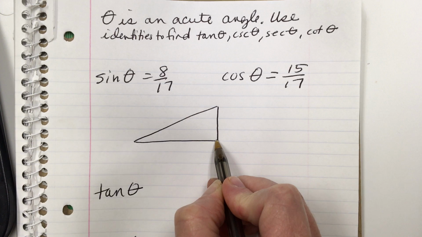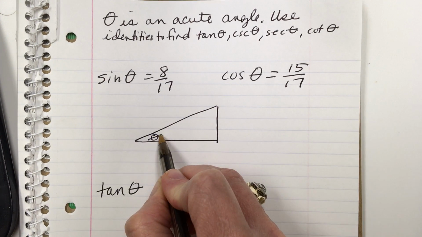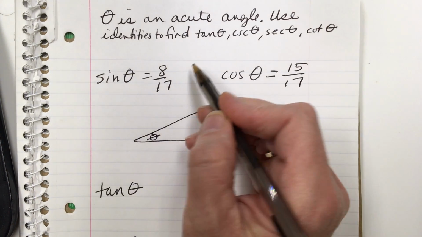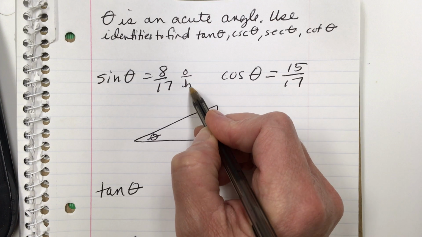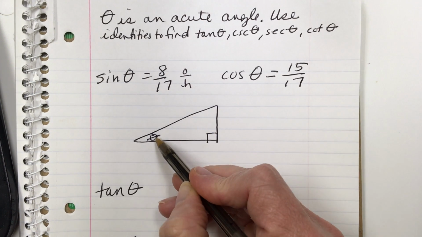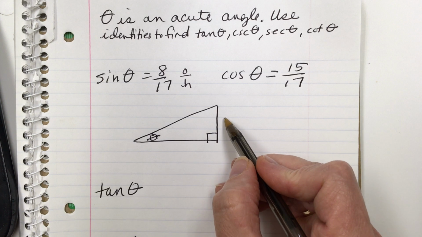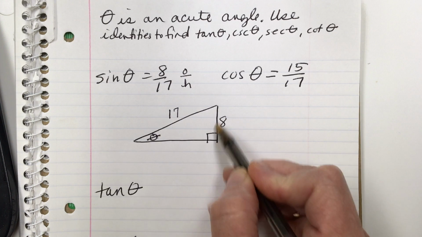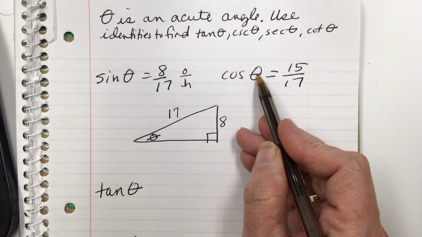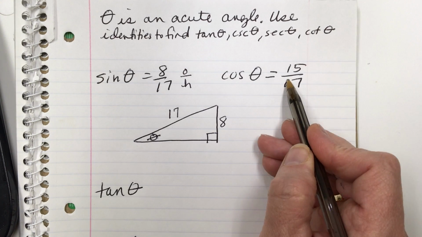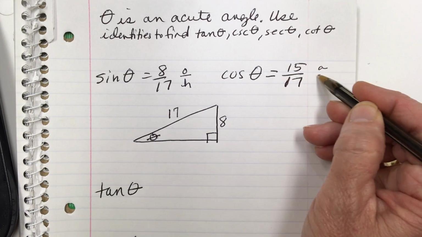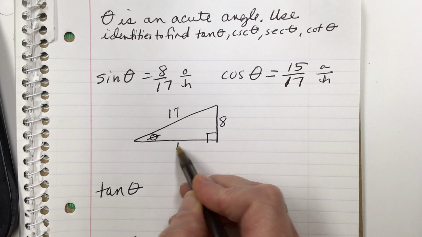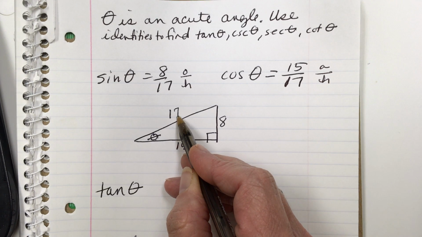Let's look at a triangle, and I'm going to let theta be here. If sine is 8 over 17, this is opposite over hypotenuse. So think about it. If this is theta, the opposite side of theta is 8. The hypotenuse is 17. So I'm drawing our triangle for us. If cosine of theta is 15 over 17, that's adjacent over hypotenuse. So here's theta, adjacent side 15, over the hypotenuse, 17.